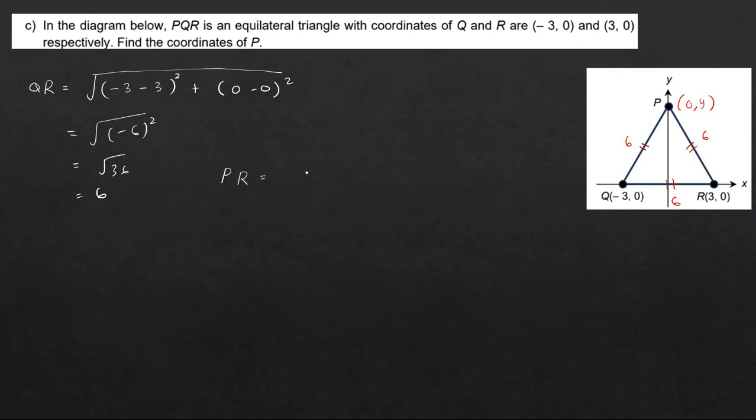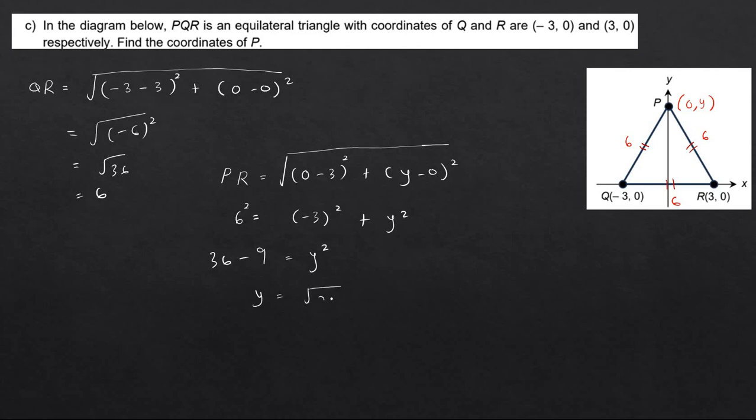Distance PR: square root of (0 minus 3) squared plus (y minus 0) squared. And we know the distance is 6 because it's an equilateral triangle. Bring the square root to the other side: 6 squared, 0 minus 3 is negative 3 squared, plus y squared. 36, negative 3 squared is 9, 36 minus 9 equals y squared. 36 minus 9 is 27. So y equals the square root of 27.